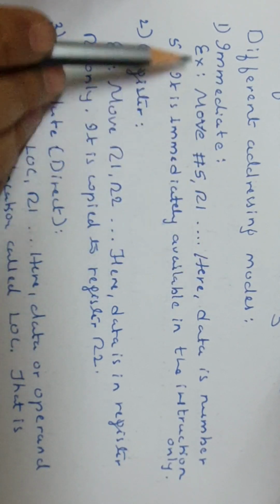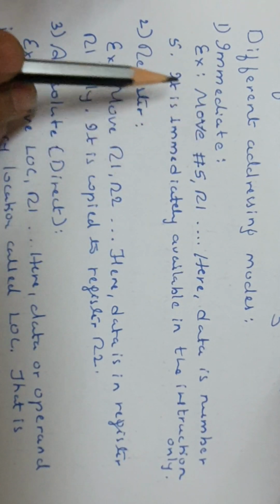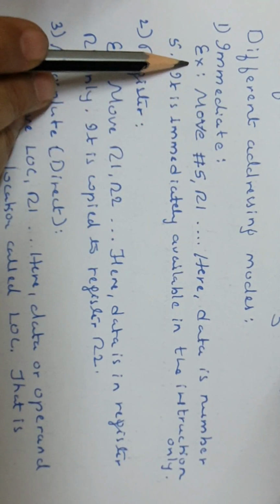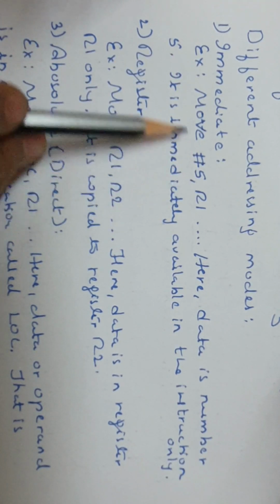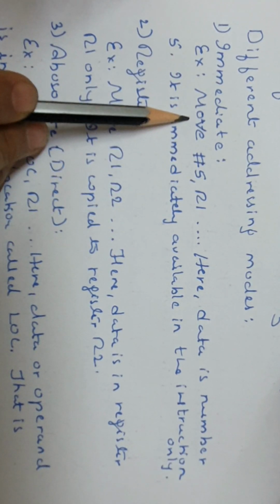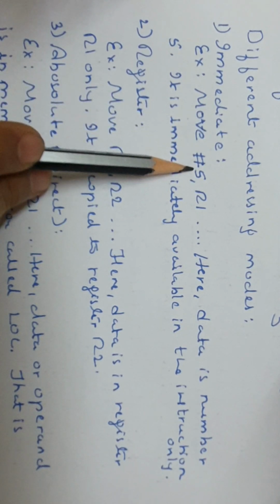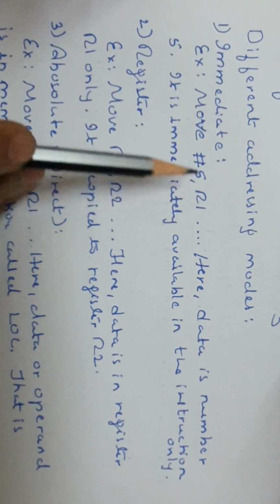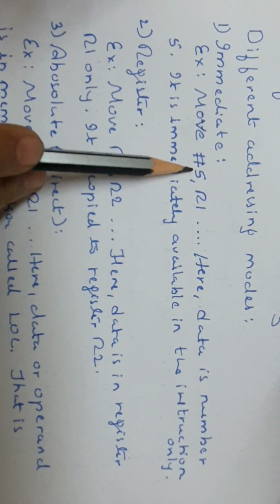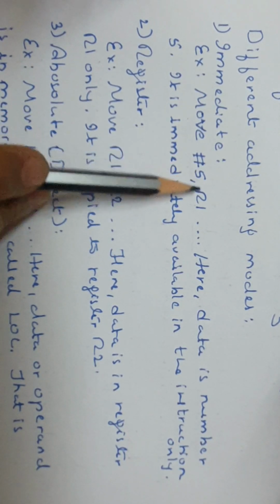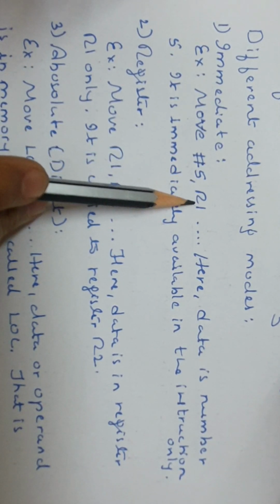Different addressing modes. The first one, immediate addressing mode. For that, let us take an example. Move #5, R1. Move is the instruction to copy the content. This is the source and this is the destination. The source is #5, where the hash indicates a number. So that is 5. That 5 is copied into register R1.